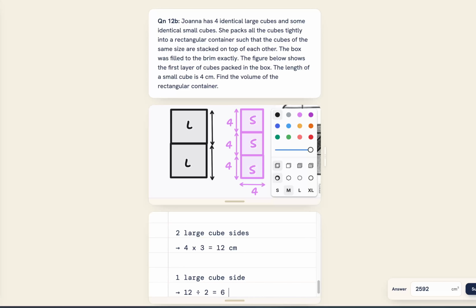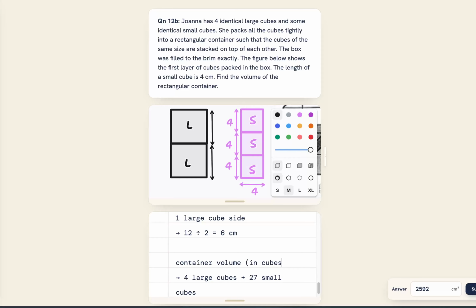This will give us 6 centimeters. So in total, the container volume in cubes is equal to 4 large cubes plus 27 small cubes.